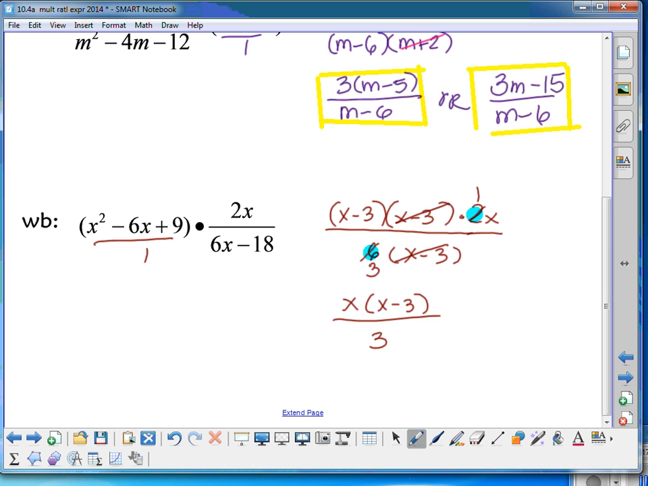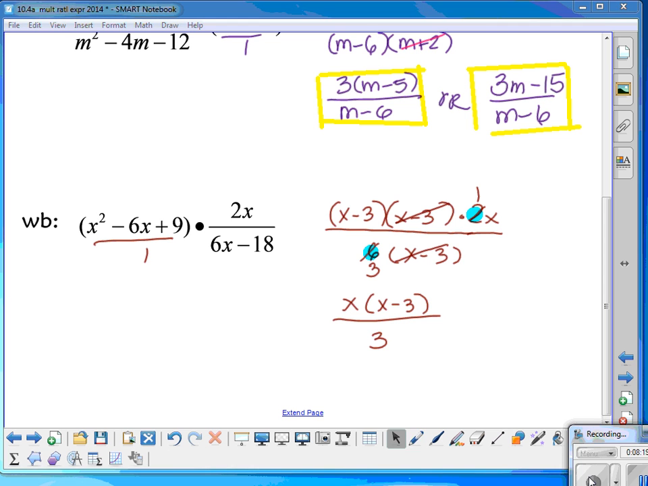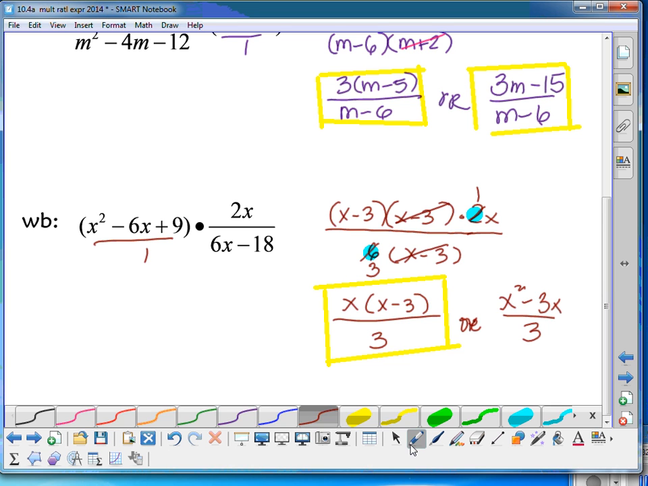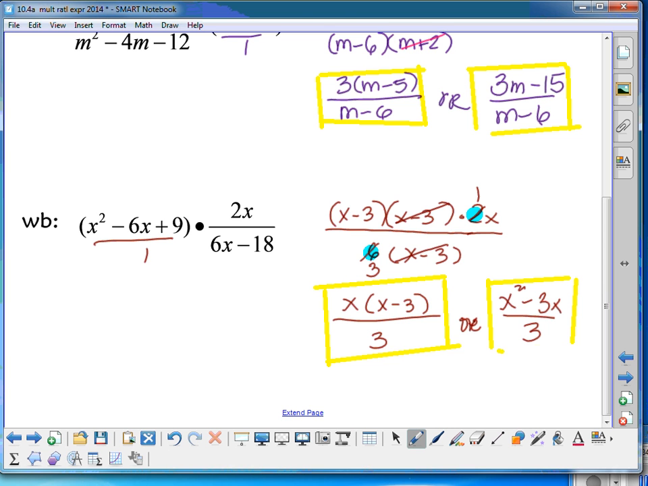Okay, and again, if you wanted to, you could multiply it across and have x squared minus 3x over 3, but it's not necessary. Questions? All right, so do you guys see how it's still similar to what we've been doing so far? It's just adding one more step, right? Okay, that concludes the lesson.